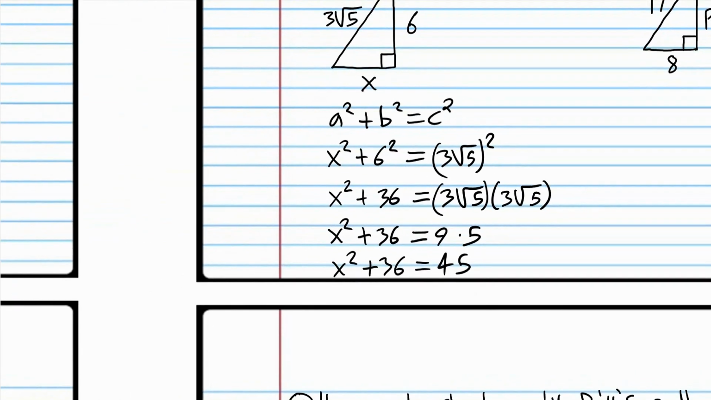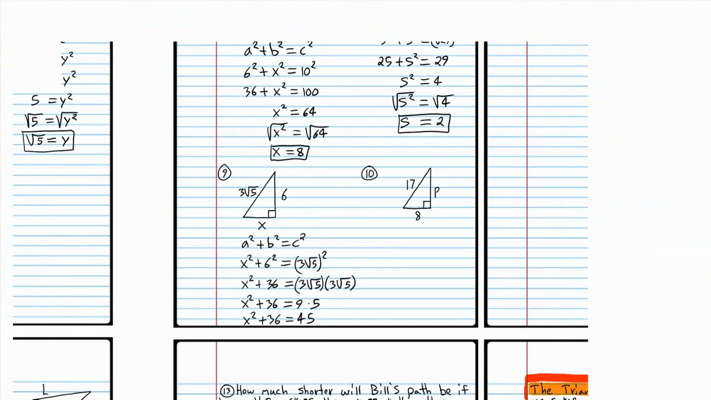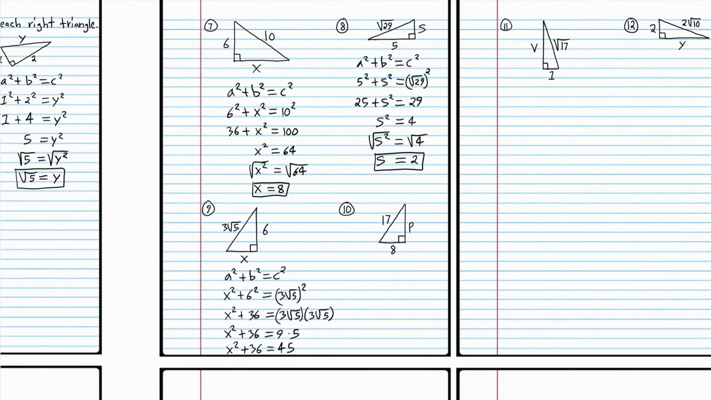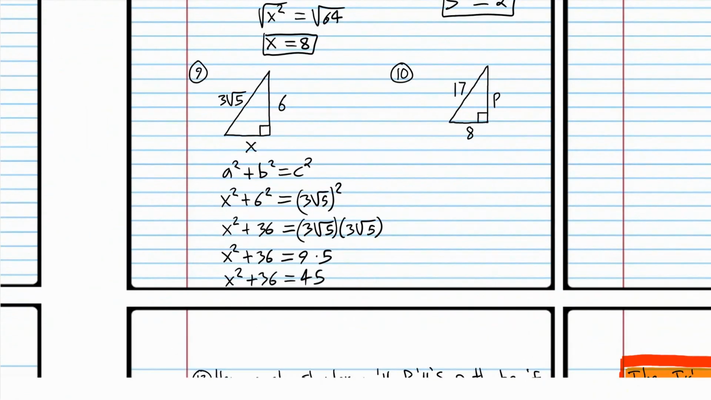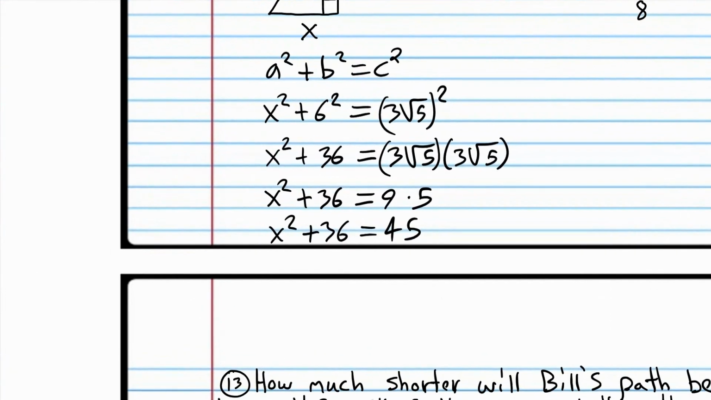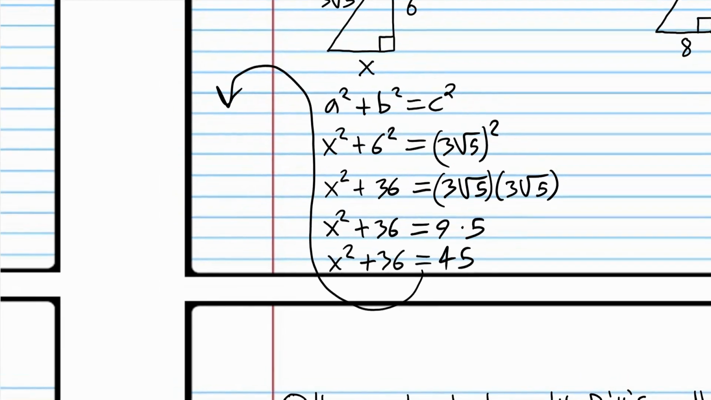Now you're going to come across this situation many, many times in your math courses where you run out of room on the paper. If you run out of room, don't panic. You just put a little arrow and you go up and you can finish. So now we're going to isolate the x squared. The x squared is not isolated because 36 is next to it, so we're going to subtract 36 from both sides, and we're going to get x squared is equal to 9, because 45 minus 36 is 9.